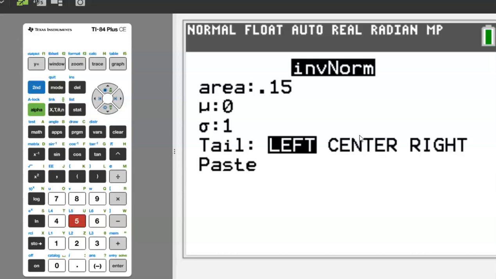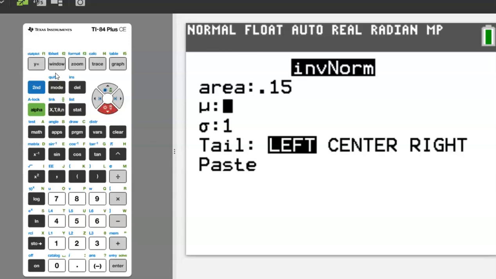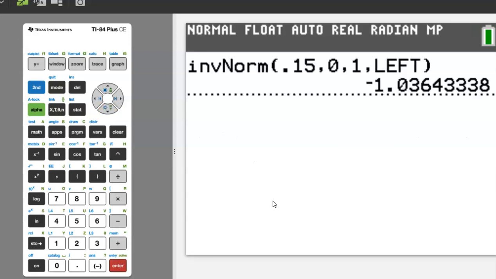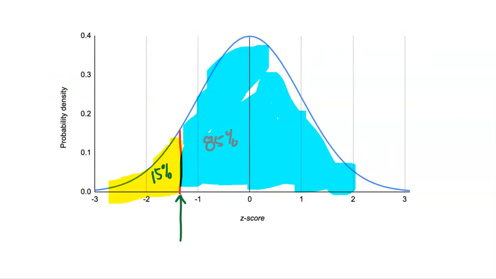Now, I'm going to be honest. I always do below. I always leave it on left, and I always think about the below. That way, I'm helping out anybody that has that calculator that doesn't have these options. So anyway, the point is I'm inputting the proportion to the left, below, and the output is the z-score. So the z-score that has 15% below it, 85% above it, is negative 1.036.